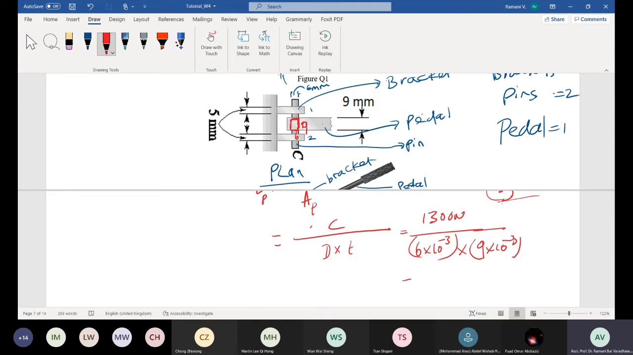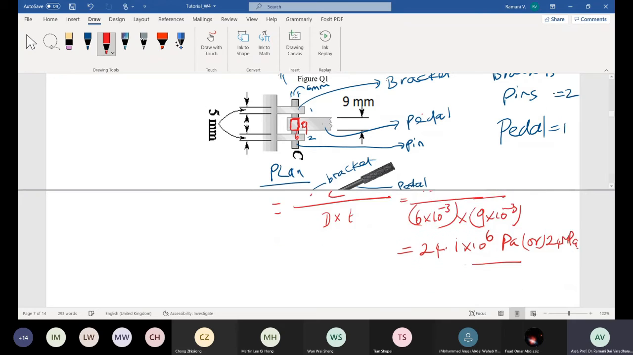Okay, so your answer will be 24.1 into 10 power 6 pascals, or 24 megapascals. Okay, that is the answer for the pedal.